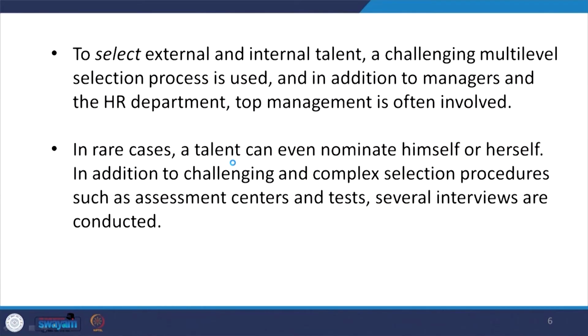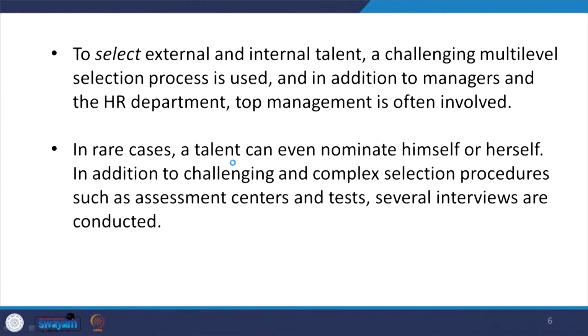In addition to managers and the HR department, top management is often involved, right. So, the manager is responsible for recruitment with the help of the HR department, and the top management is often involved. The top management is interacting, understanding, even though the selection for the post might be at the front level, but top management is directly involved. So that the practices, that culture and those expectations, can be checked. In rare cases, a talent can even nominate himself or herself.